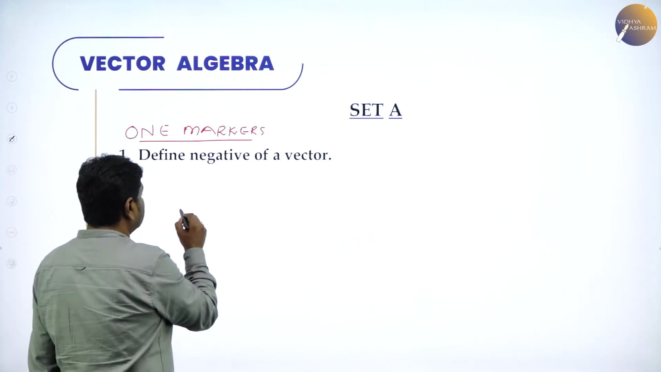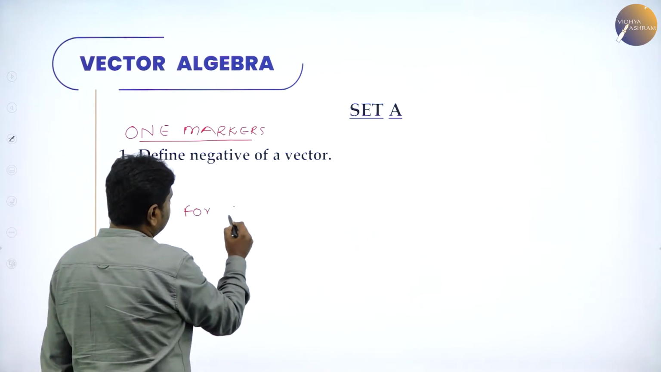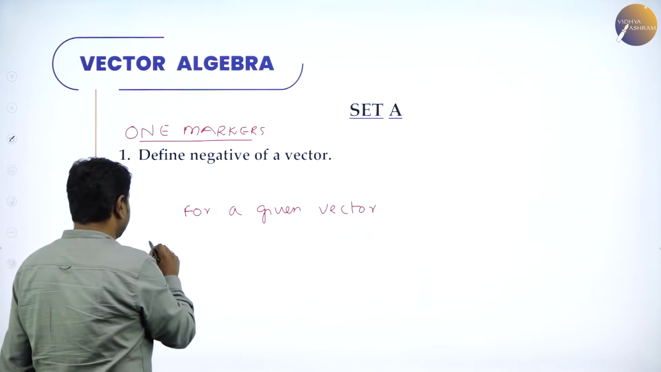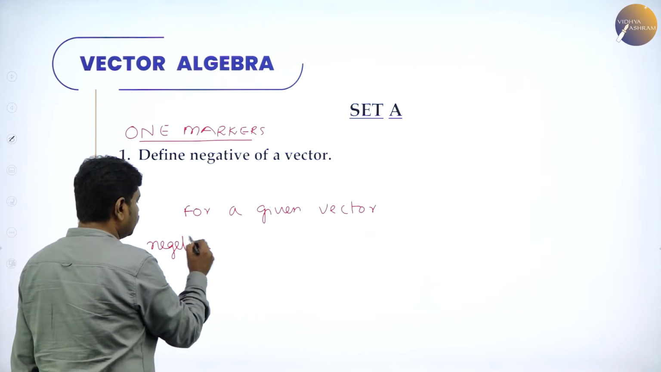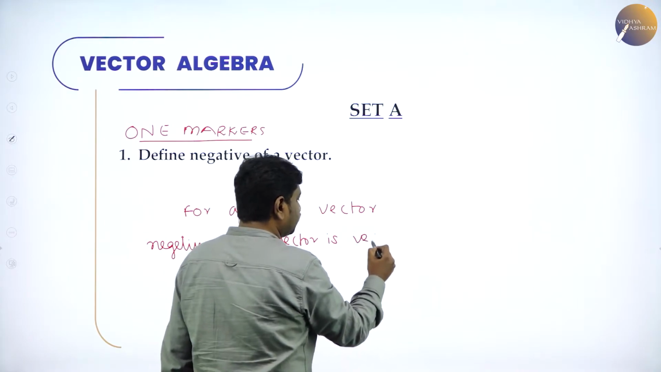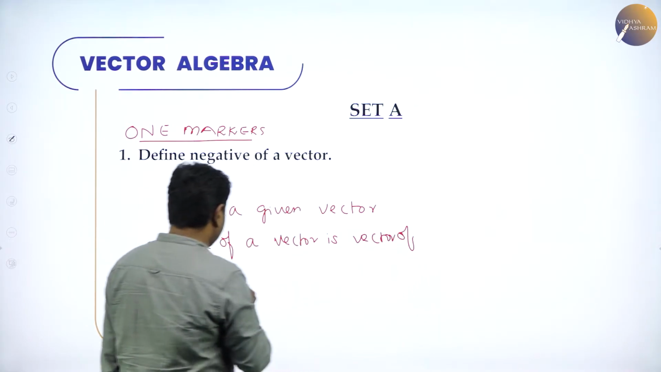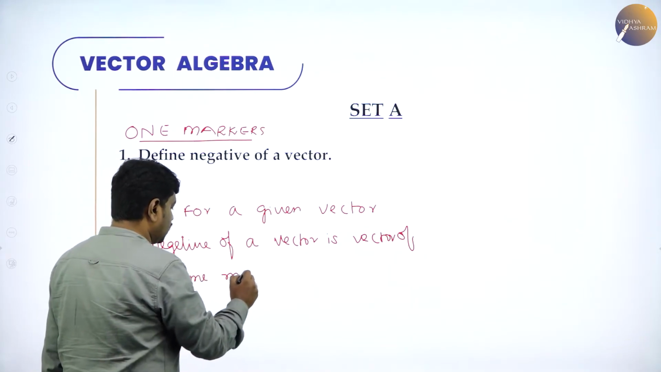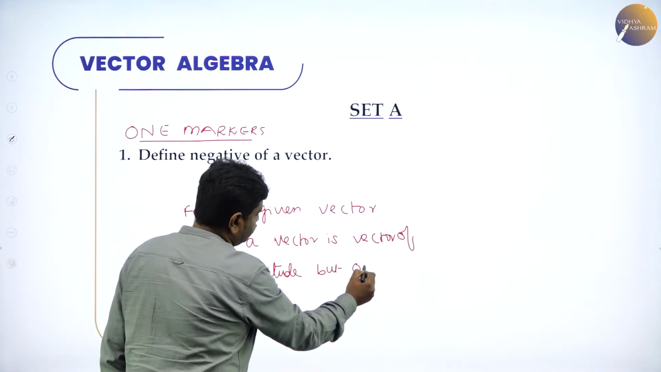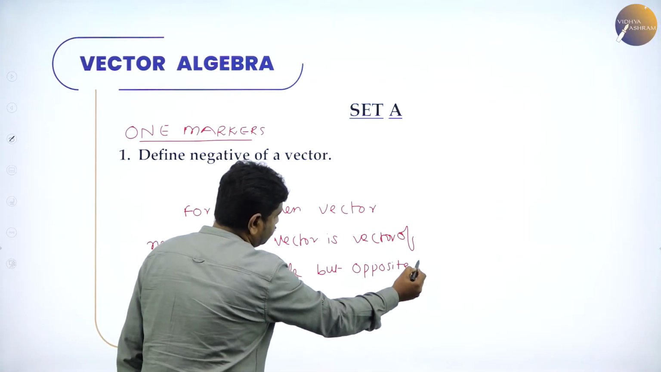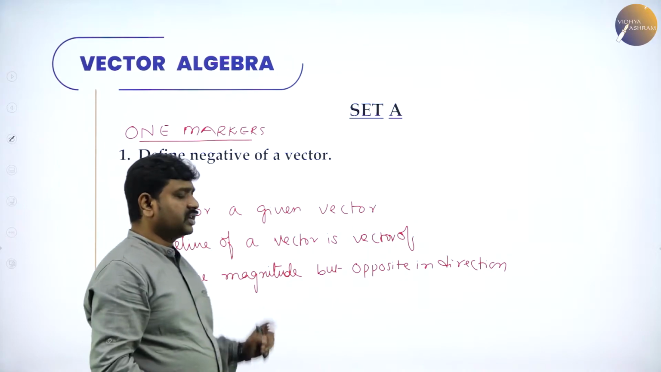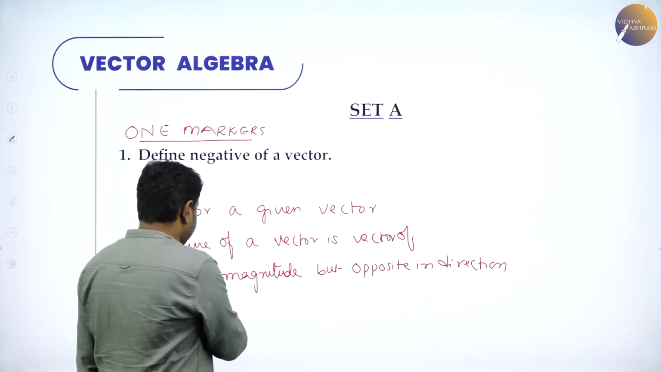What is a negative vector? For a given vector, negative of a vector is a vector of same magnitude but opposite in direction. So same magnitude, opposite direction.